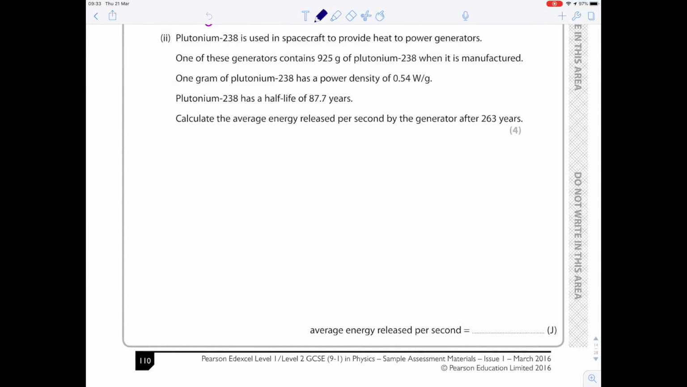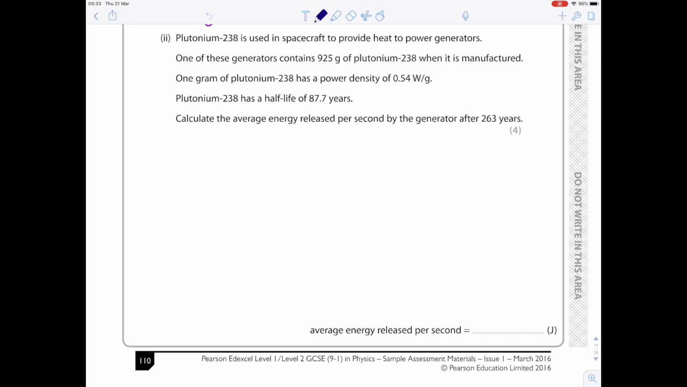Part 2. Plutonium-238 is used in spacecraft to provide heat to power generators. One of these generators contains 925 grams of plutonium-238 when it is manufactured. 1 gram of plutonium-238 has a power density of 0.54 W per G. Plutonium-238 has a half-life of 87.7 years. Calculate the average energy released per second by the generator after 263 years.